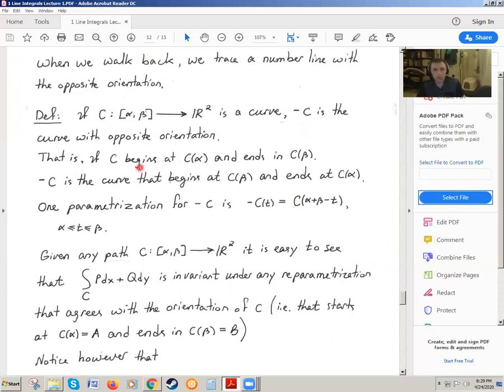B is the first location, and A is the last location. One way to parameterize -C is to use the same parameterization: -C of t will be alpha plus beta minus t, where t is still from alpha to beta. Why does it work? Well, think about it. If t equals alpha, then we have alpha plus beta minus alpha. So I have C of beta, and I'm at point B.